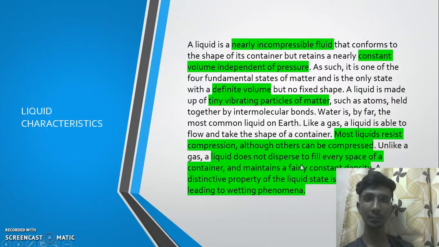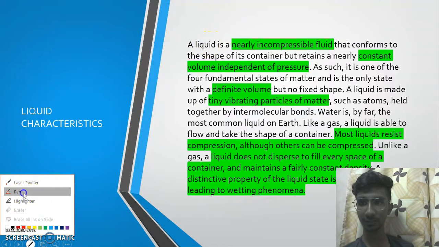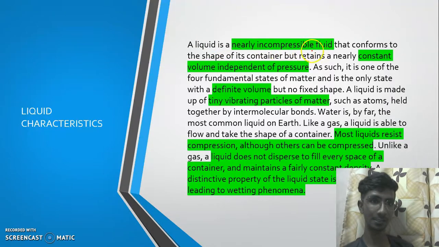So the liquid characteristics. What does liquid characteristic mean? A liquid is a nearly incompressible fluid that conforms to the shape of its container but remains at a nearly constant volume independent of pressure. A liquid also has a defined volume, and a liquid is made up of tiny vibrating particles of matter, such as atoms, held together by intermolecular bonds.